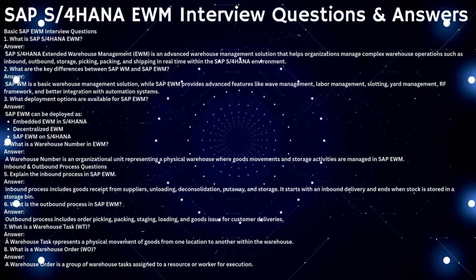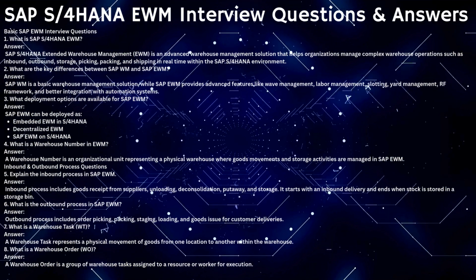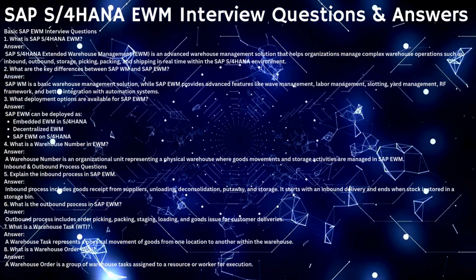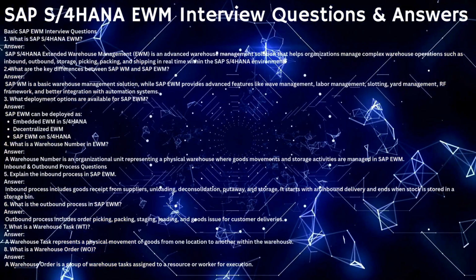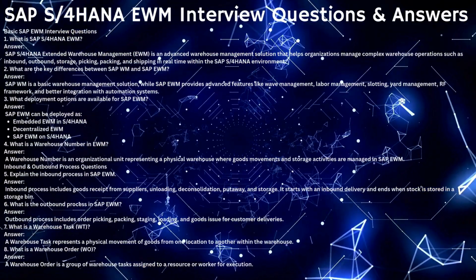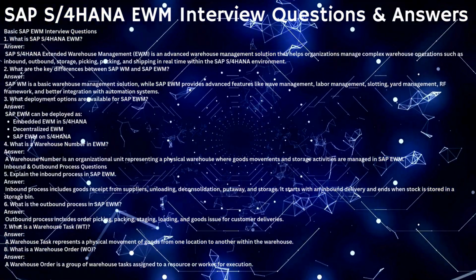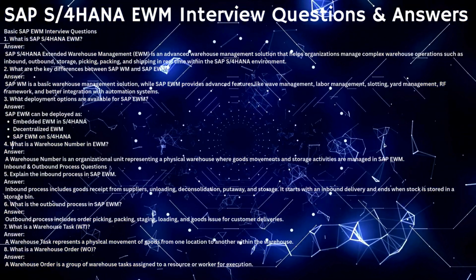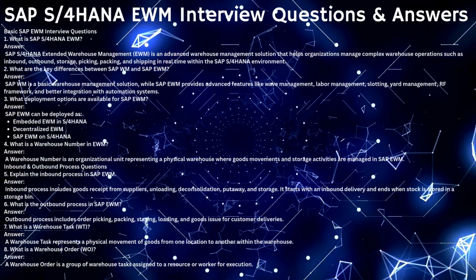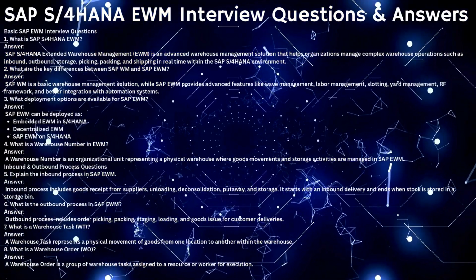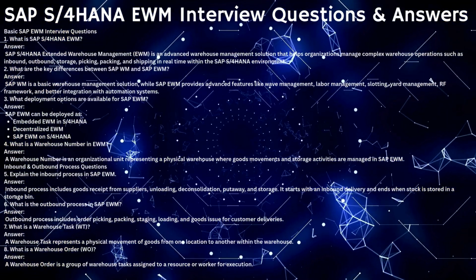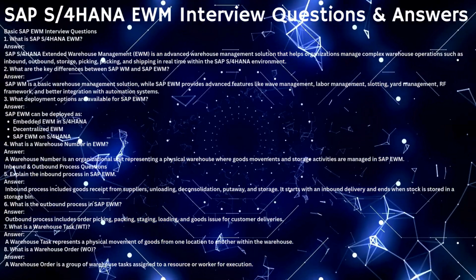6. What is the outbound process in SAP EWM? Answer. Outbound process includes order picking, packing, staging, loading, and goods issue for customer deliveries. 7. What is a warehouse task, WT? Answer. A warehouse task represents a physical movement of goods from one location to another within the warehouse. 8. What is a warehouse order, WO? Answer. A warehouse order is a group of warehouse tasks assigned to a resource or worker for execution.